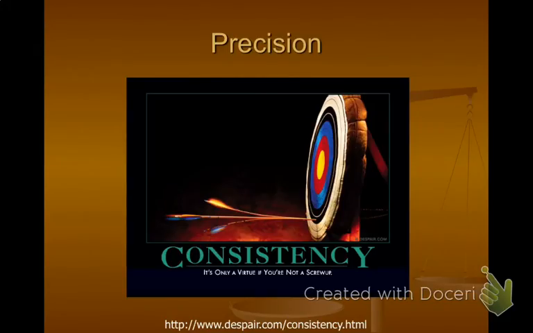Alright, hopefully you don't find this poster too offensive, but these are like motivational posters, but it's on despair.com, and these are called demotivational posters. So consistency, what's the definition, or what's the tagline? It's only a virtue if you're not a screw-up. So again, this is getting at the point of the difference between consistency and precision versus accuracy. So this dart, or this arrow analogy, they're very consistent. They were so consistent, they split the second arrow in half. The problem is they were not accurate because they should have been hitting the bullseye, just like in Robin Hood.